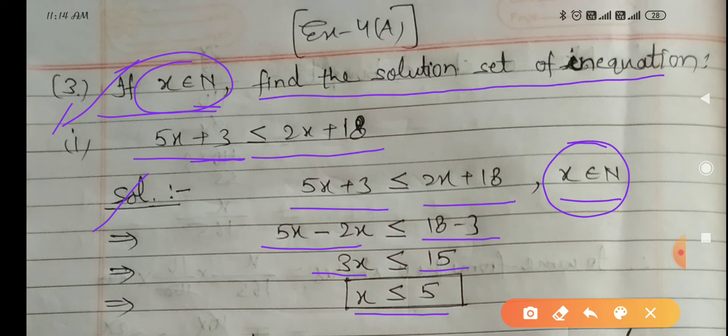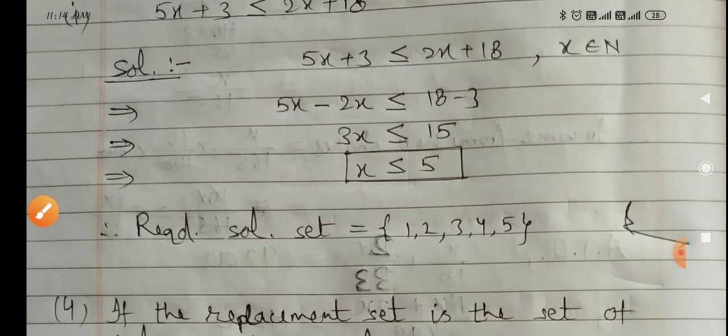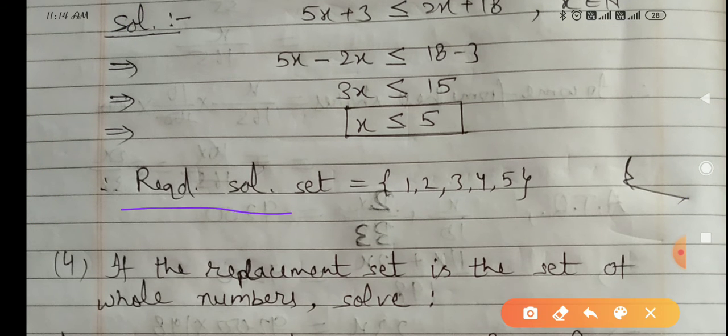Now the value of x you have found. Now the replacement set is x belongs to natural numbers. So which values of x from this set will you take? Since x is a natural number, natural numbers start from 1. So 1 to 5, because x is less than or equal to 5. Less than 5 means till 4, and equal to 5 also, it means that 5 also you have to include in your solution set. So you can see here, the required solution set is 1, 2, 3, 4, 5.